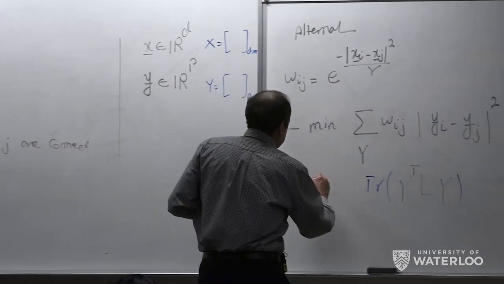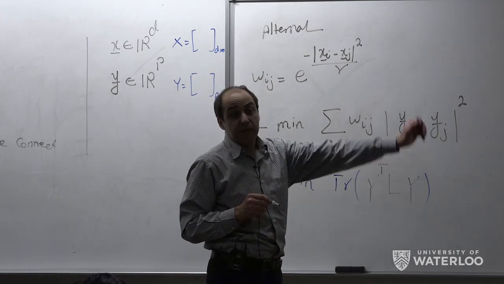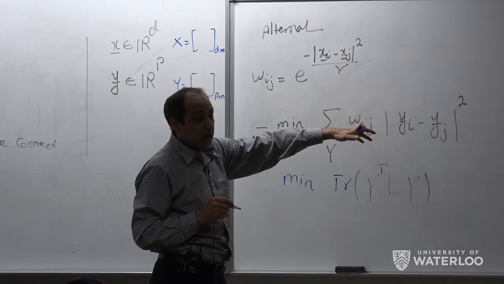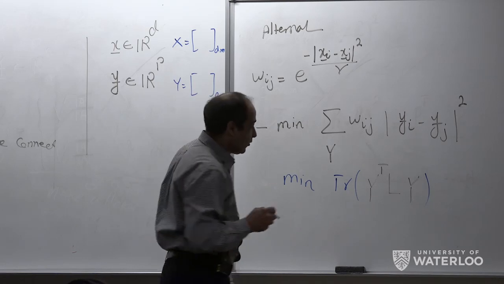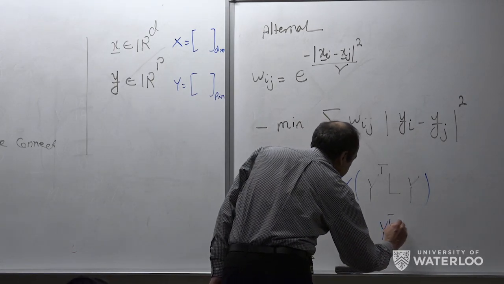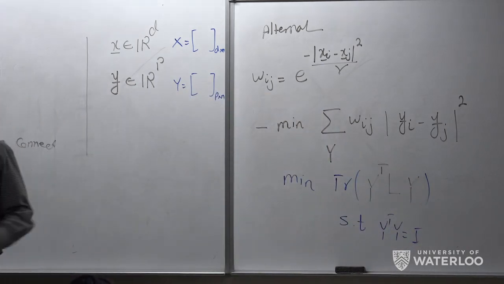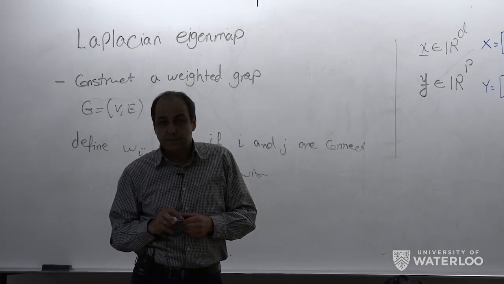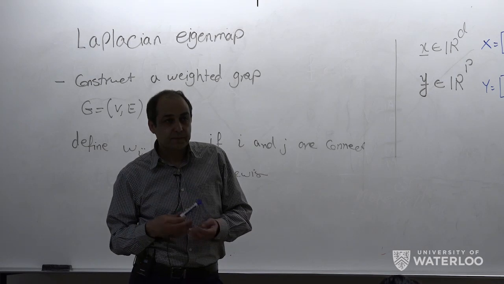And minimizing the trace of Y transpose Ly is similar to minimizing F transpose Ly without constraint. It's ill-defined. It has a trivial solution that you want to avoid. You add a constraint to this problem that Y transpose Y is identity, and the solution would be eigenvectors of L. Any question?